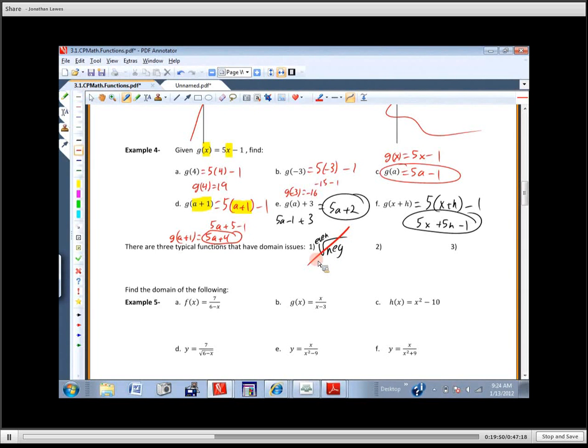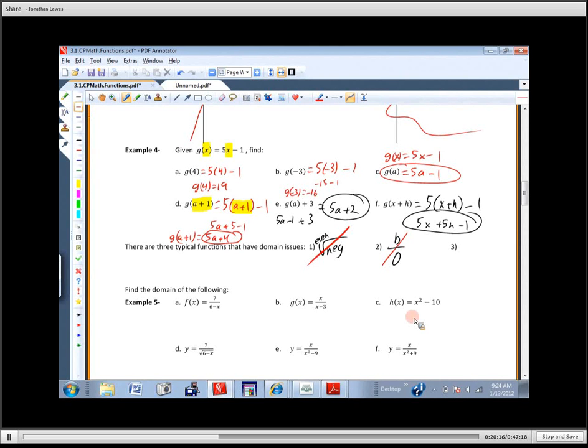Okay, what's another one? Very good. Can't divide by 0. You can't take any number and divide by 0. Okay, so that is not allowed. No even roots of negatives. You can't divide by 0. And then there's one more that we covered at the end of 1010.